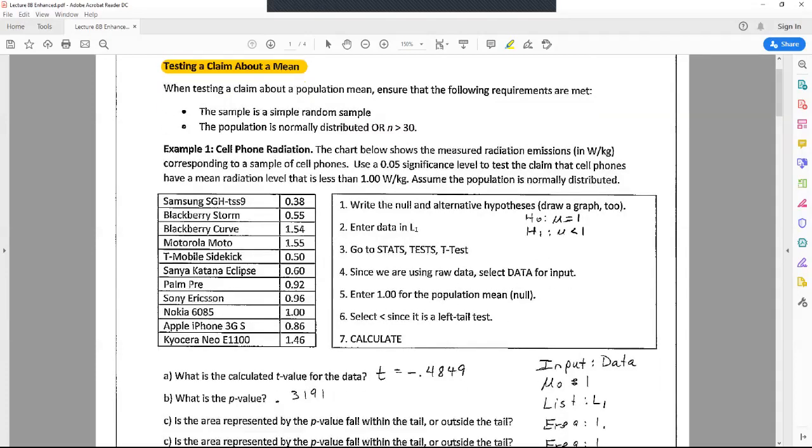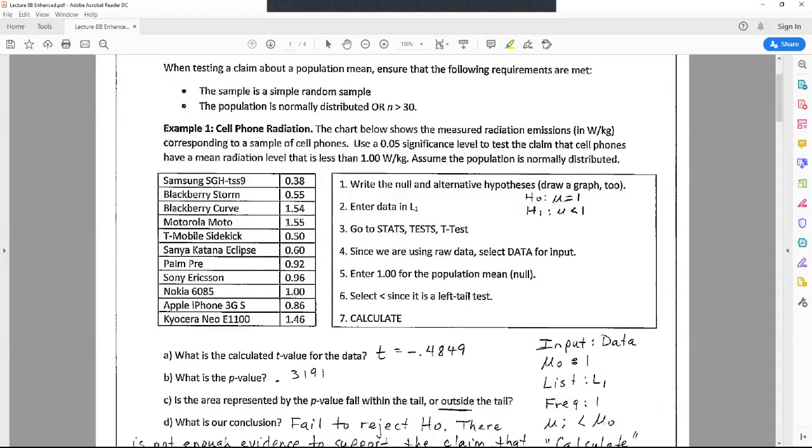Example 1, cell phone radiation. The chart below shows the measured radiation emissions corresponding to a sample of cell phones. Use a 5% significance level to test the claim that cell phones have a mean radiation level that is less than 1 unit. Assume the population is normally distributed. In this case, we are working with the actual raw data.